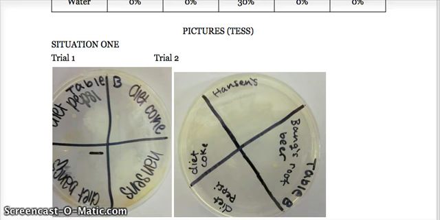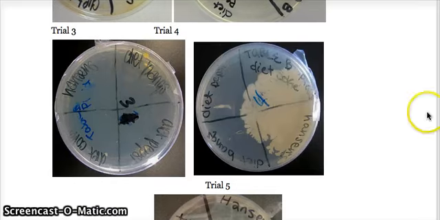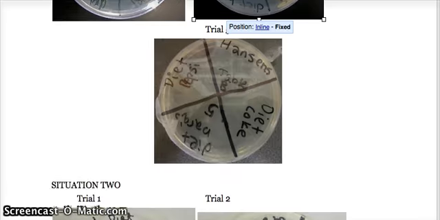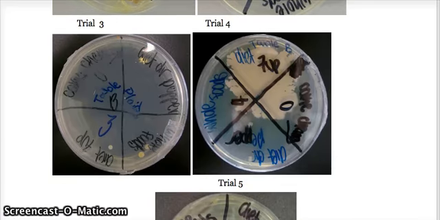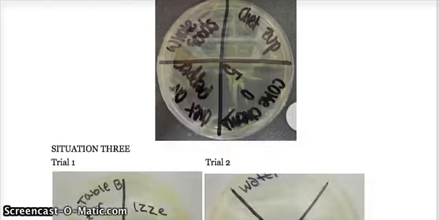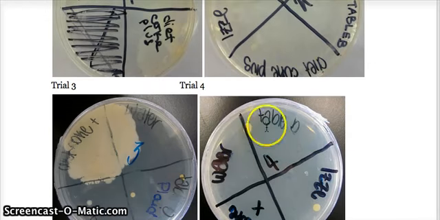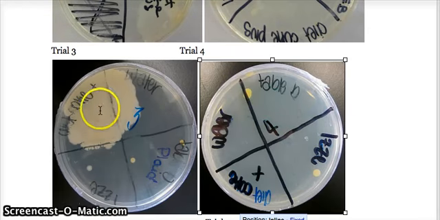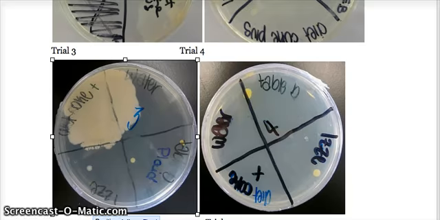Here are the pictures. So in some of these pictures, the bacteria is a little bit hard to see, but mostly from trial 4, you can see almost the entire wedge in the plate is covered by bacteria. We also have some orange spots and another big glob there.